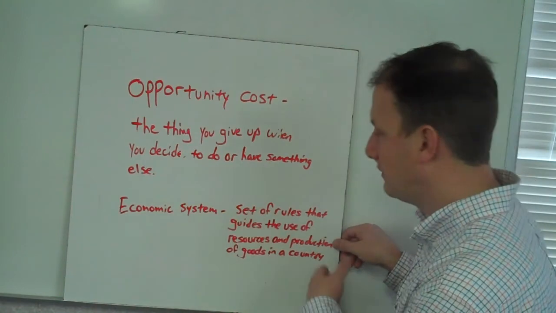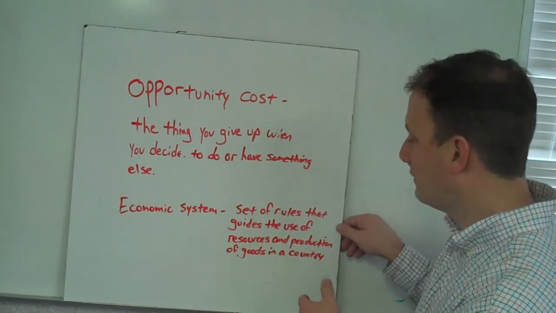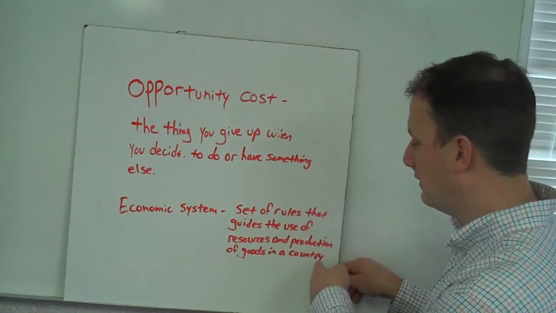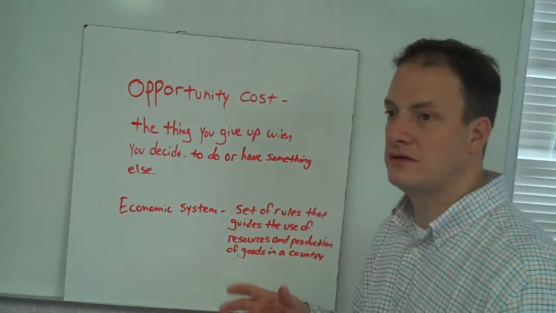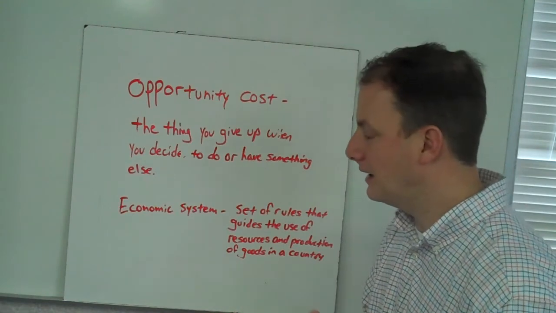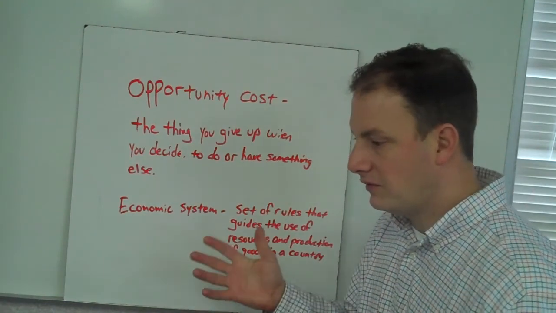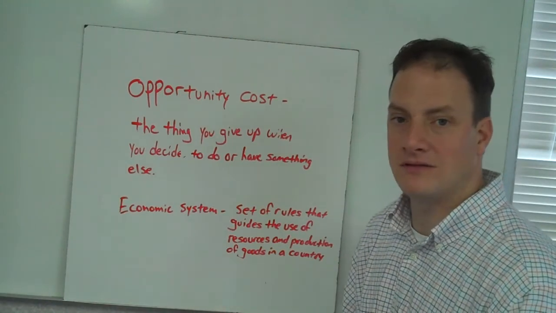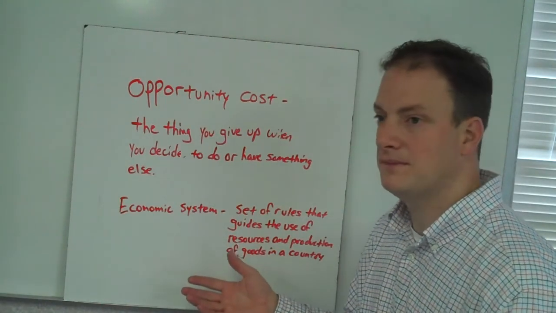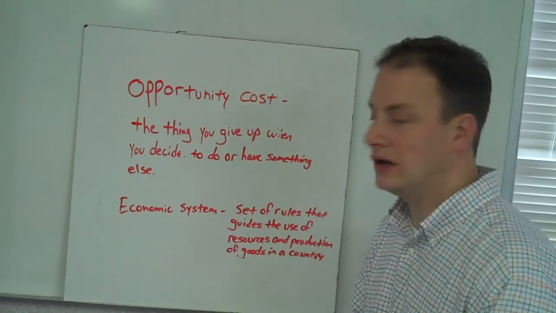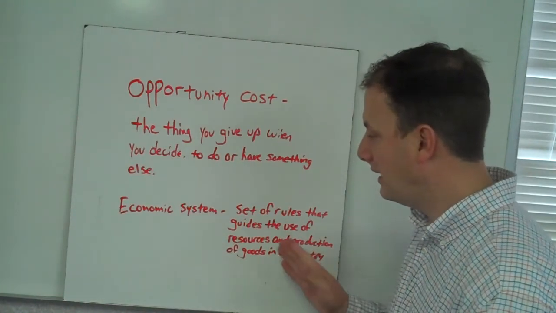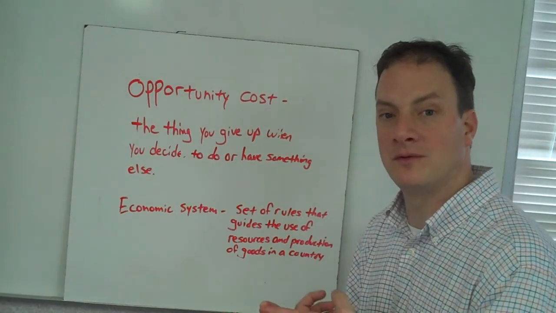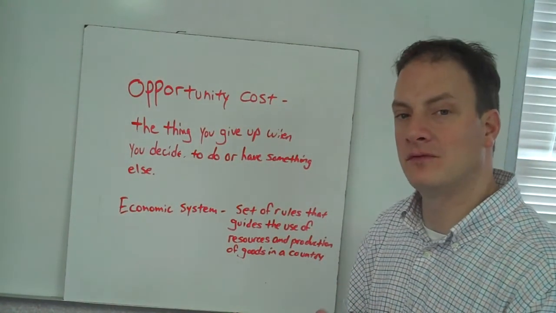An economic system, and we'll learn more about this, is a set of rules that guides the use of resources and productions of goods in a country. In other words, we will learn in our book about the difference between Russia and the United States. We have two different economic systems. In Russia, or the Soviet Union as your book will call it, they decided who is going to produce certain items, what items will be produced, what items will be sold.